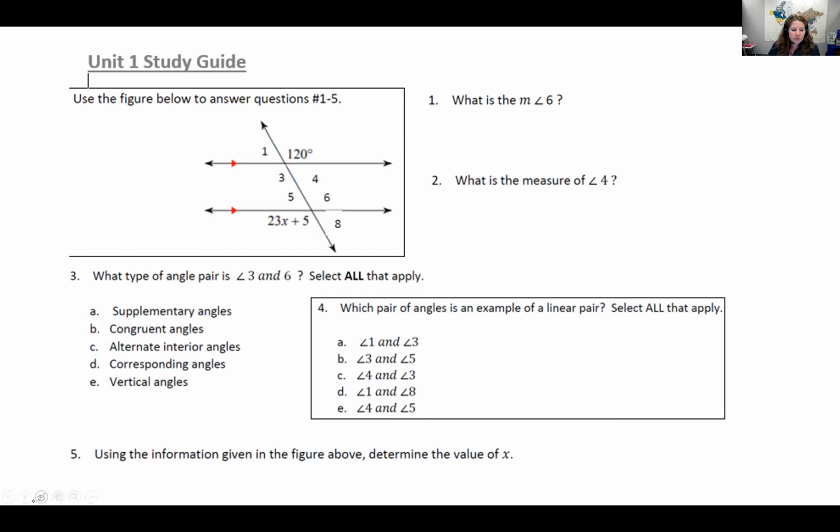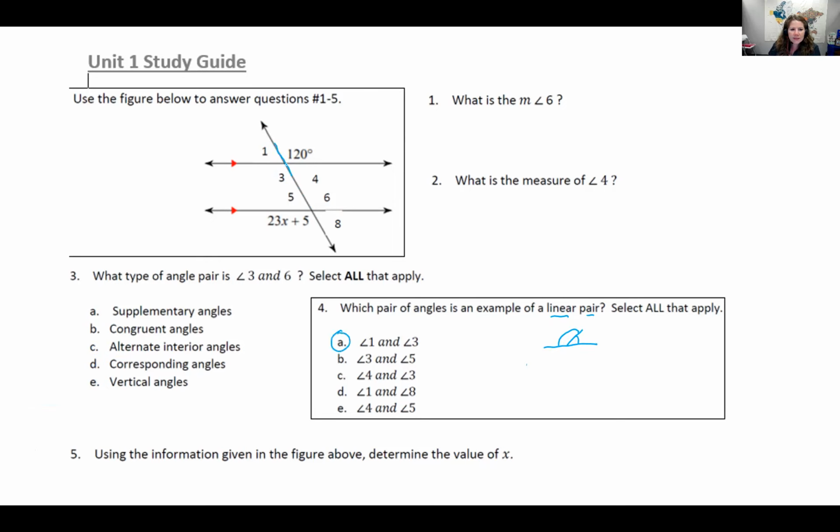Number 4, which pair of angles is a relationship of a linear pair? Linear means they have to be together and make a straight line. So a little acute angle with a big obtuse angle, or two 90-degree angles would be linear. So 1 and 3 make the straight line together, so they're linear.